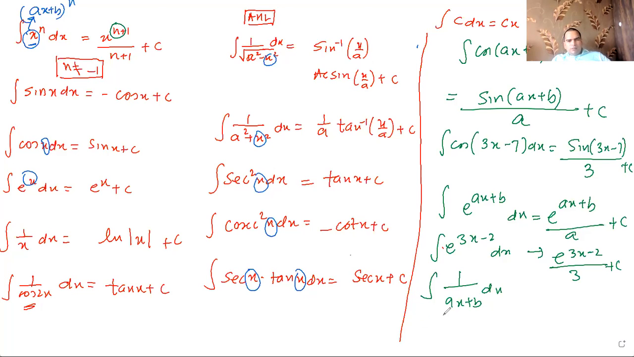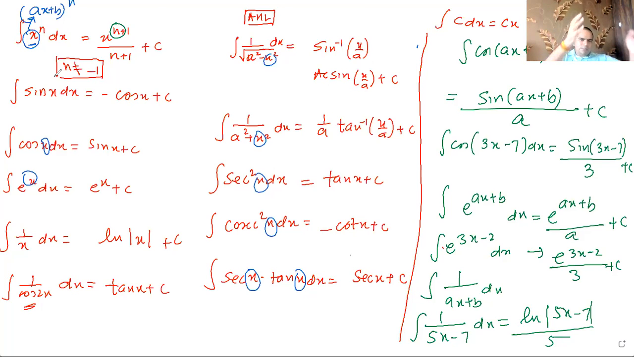If I have the integration of, let's say, 1 over 5x minus 7, the integration of this will be the normal integral, ln of 5x minus 7, divided by 5. So every time you integrate any of these basic functions, if I replace x with ax plus b, the additional step is that you do the normal integration, but just divide by the coefficient of x.